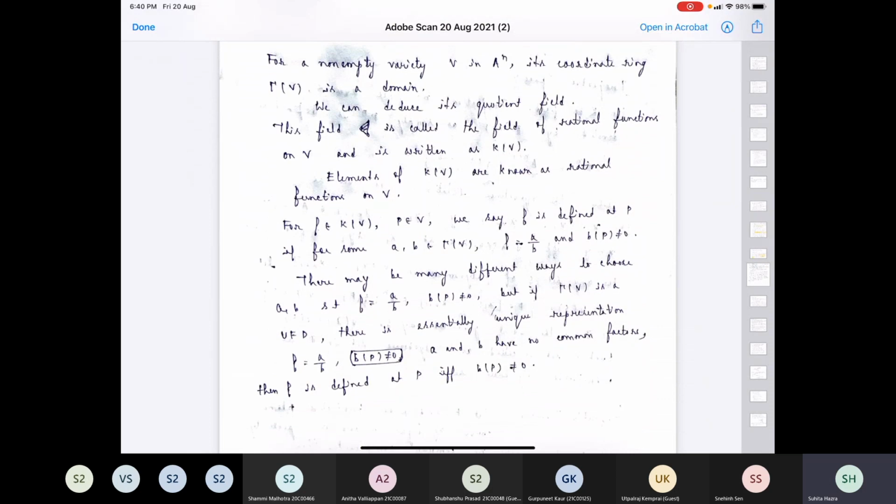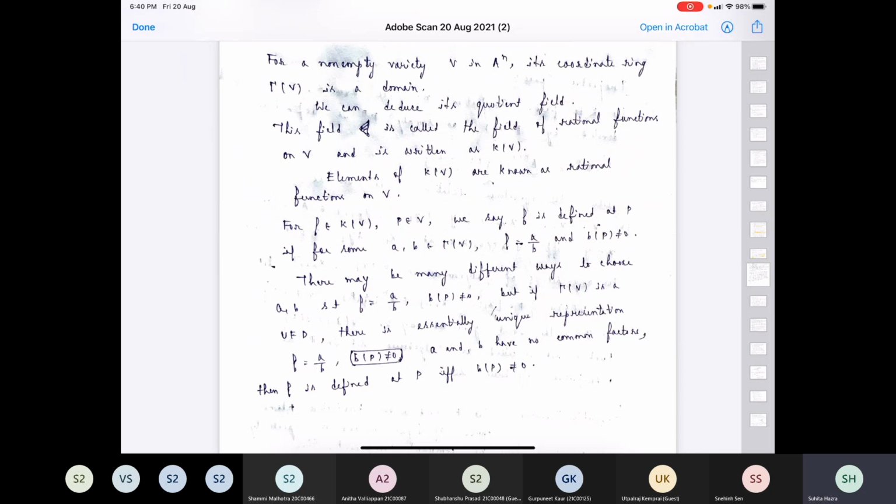Now, for a nonempty variety V in A^n, its coordinate ring Γ(V) is a domain. So now you are interested in deducing its quotient field. This field, the quotient field of this coordinate ring, is called the field of rational functions on V, and it is written as K(V). Elements of K(V) are known as the rational functions on V.